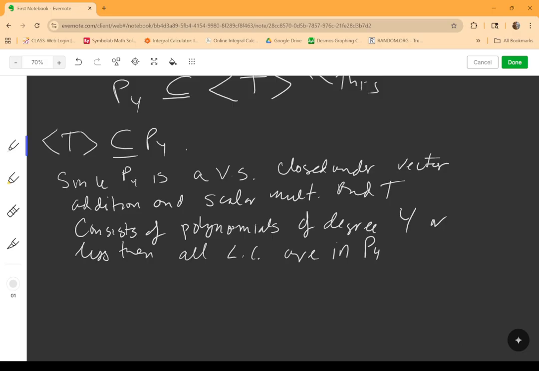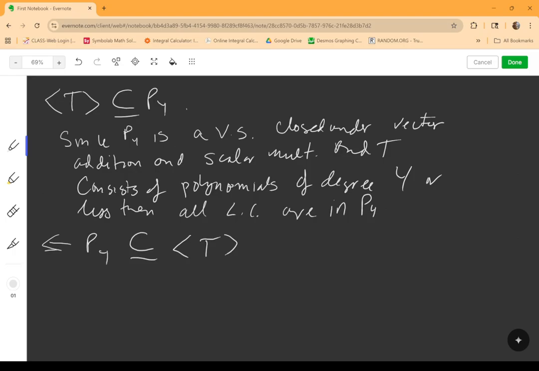Usually this direction is easy because of the nature of the vector space, closed under vector addition and scalar multiplication. That part is usually not a problem unless the set T starts out with an element that is not part of the vector space you're dealing with, but that's usually not the case. The tricky part is the next part. How can I show that any polynomial in P4 can be written as a linear combination of T, that P4 is a subset of the span of T? This is a harder problem.